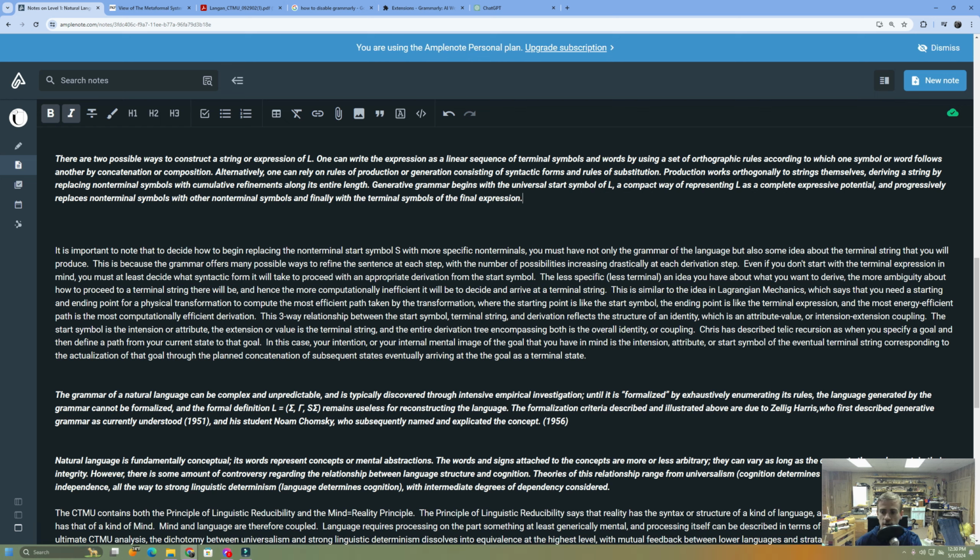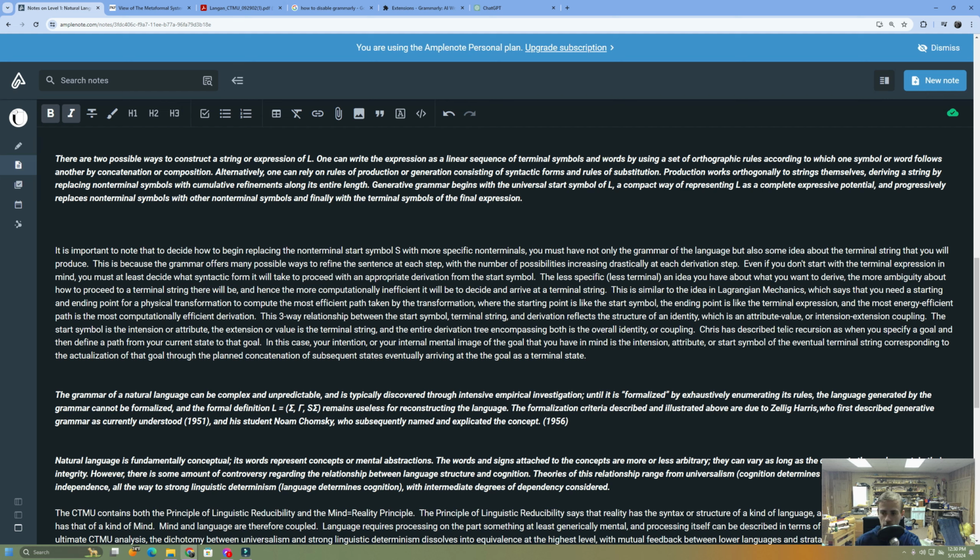I'll read through my notes here in case I'm missing anything. Though it is important to note that to decide how to begin replacing the non-terminal start symbol S with more specific non-terminals, you must have not only the grammar of the language, but also some idea about the terminal string that you will produce. This is because the grammar offers many possible ways to refine the sentence at each step, with the number of possibilities increasing drastically at each derivation step. Right, because you're getting more specific. You're getting more and more non-terminal symbols each time. So you have kind of a combinatorial explosion happening.